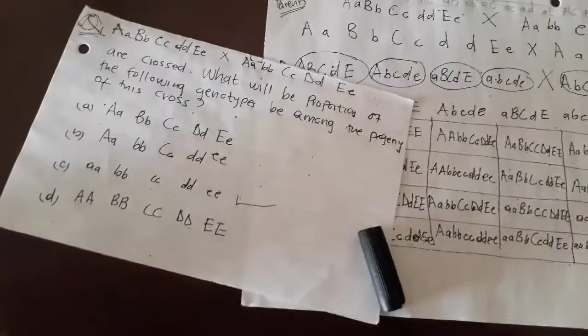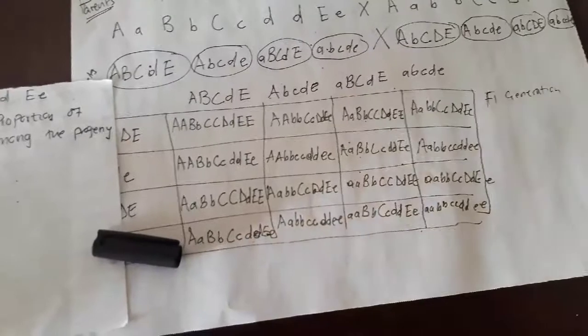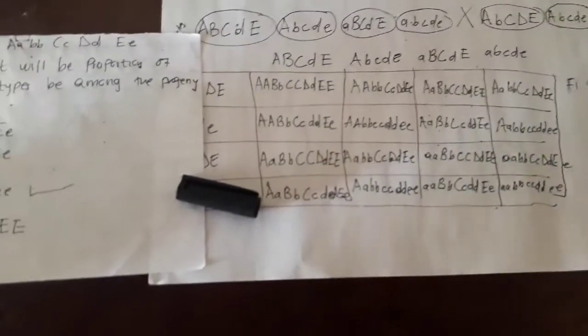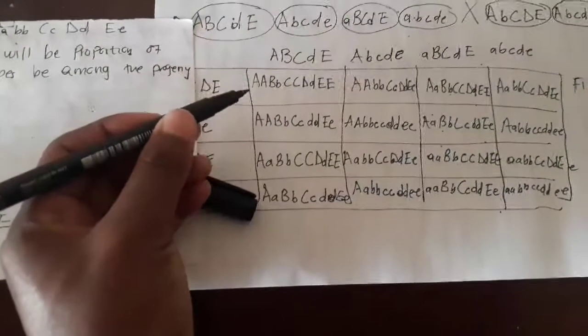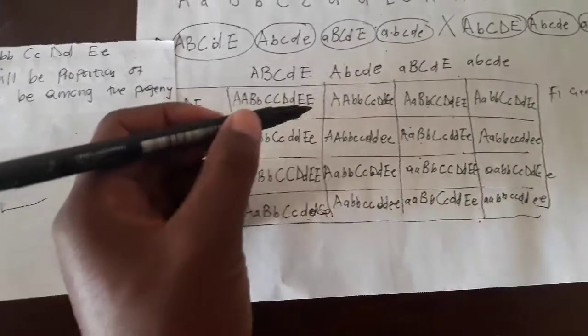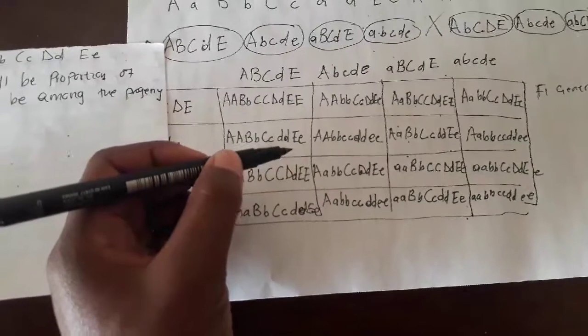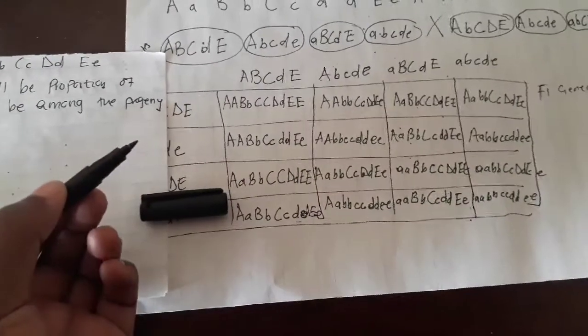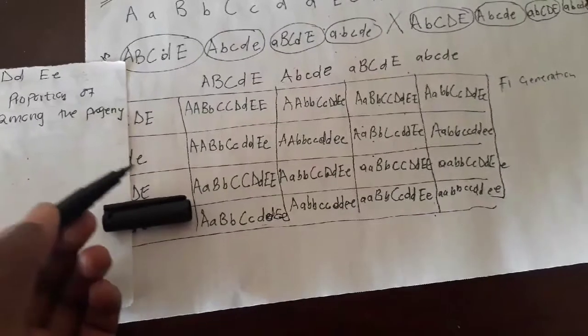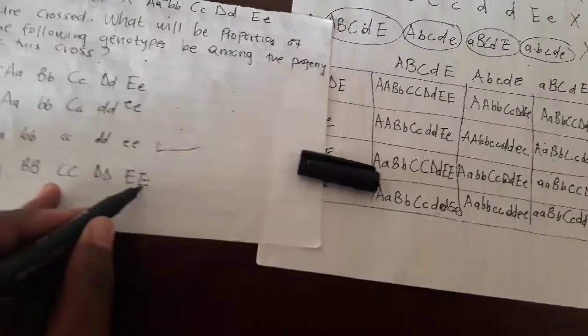Okay, so we can also check for option D if it's available in our answers. Capital letter A, we have to check for capital letter A, capital letter B. No, we don't have option D. So the correct answer is option C.